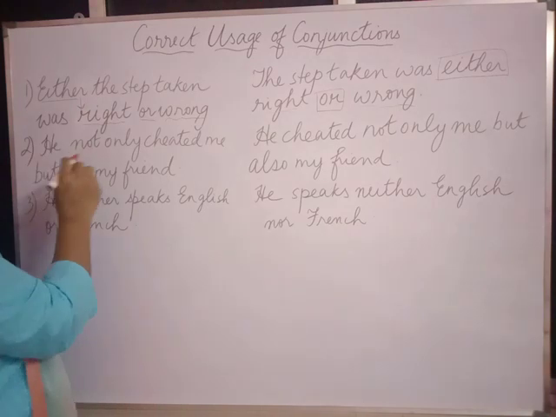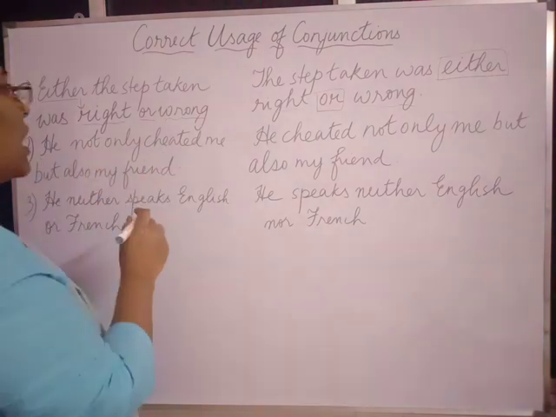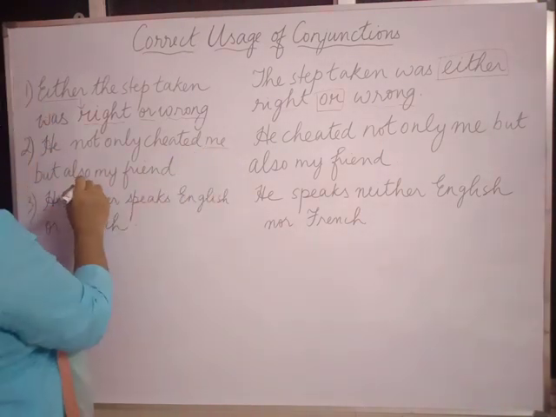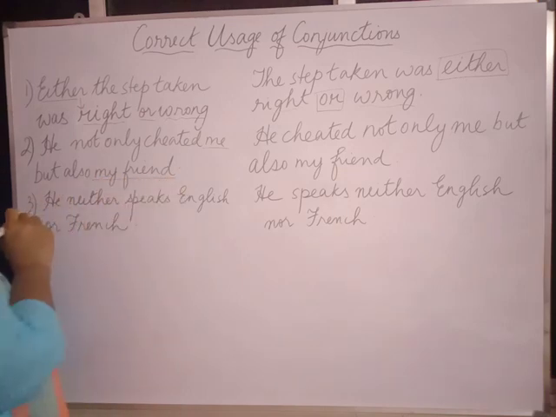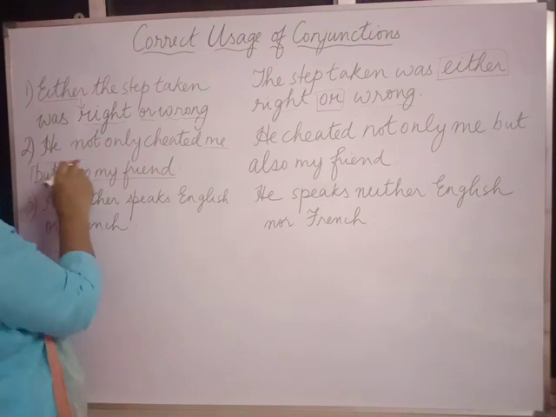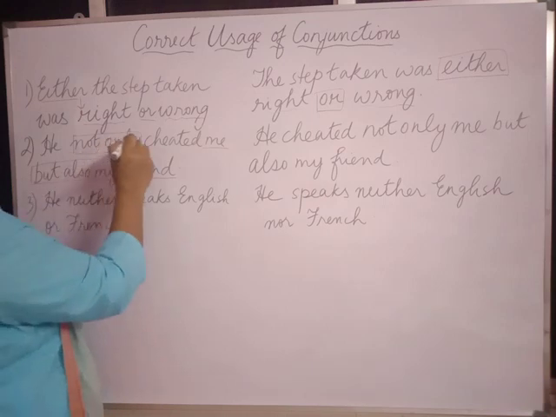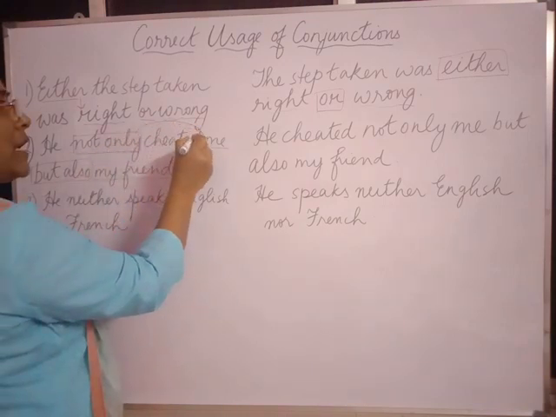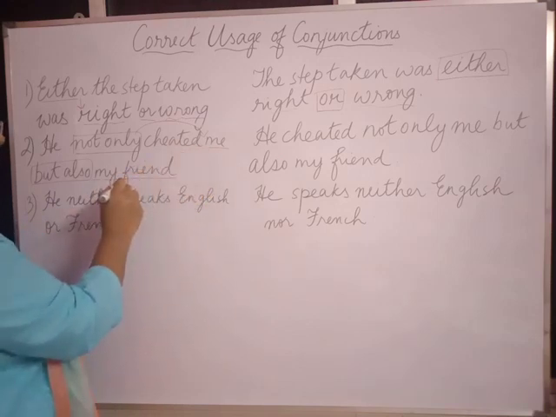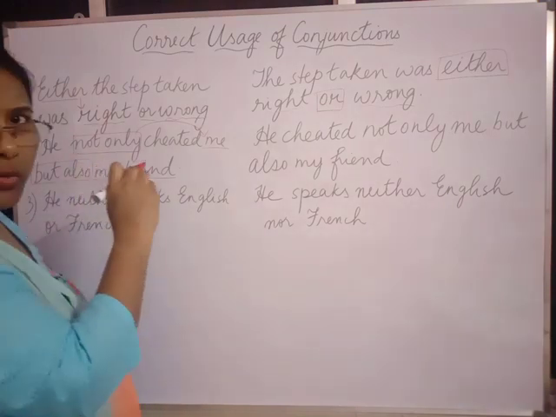Now you see the second example. "He not only cheated me but also my friend." Now which are the related words? The related words are "me" and "my friend." But you see, "not only" and "but also," these two are the correlative conjunctions. "Not only" should have been placed here beside the related words, but you see where it is placed. So this is the incorrect use.